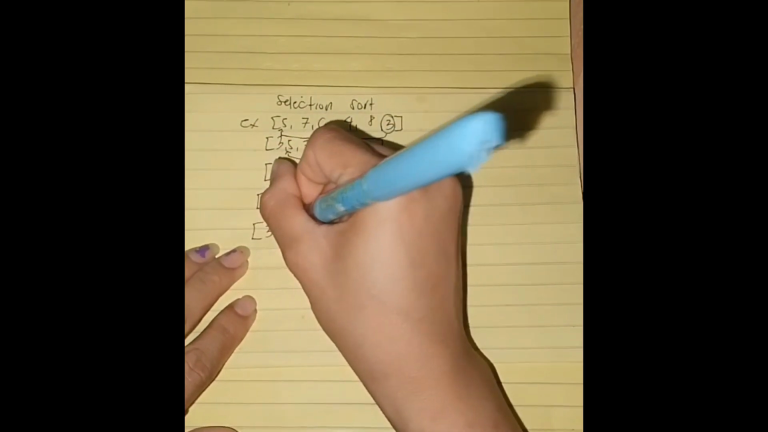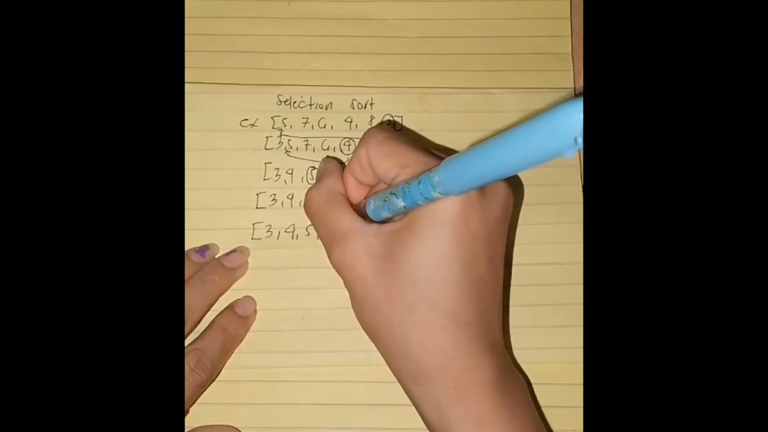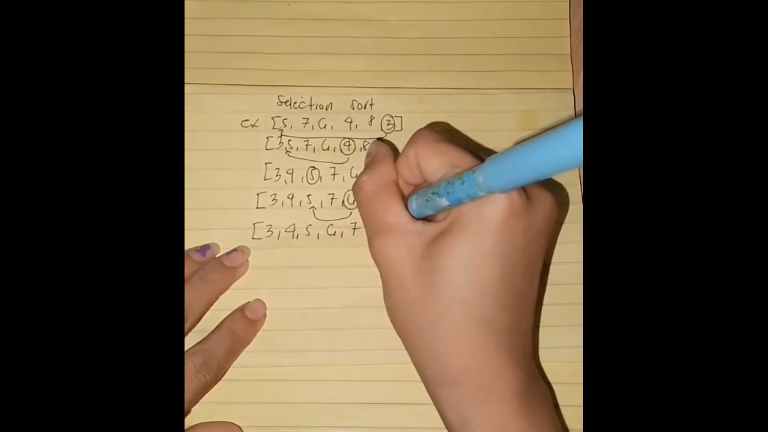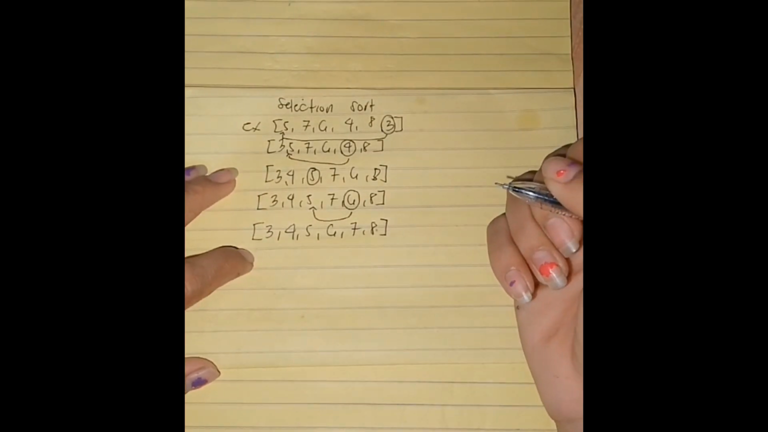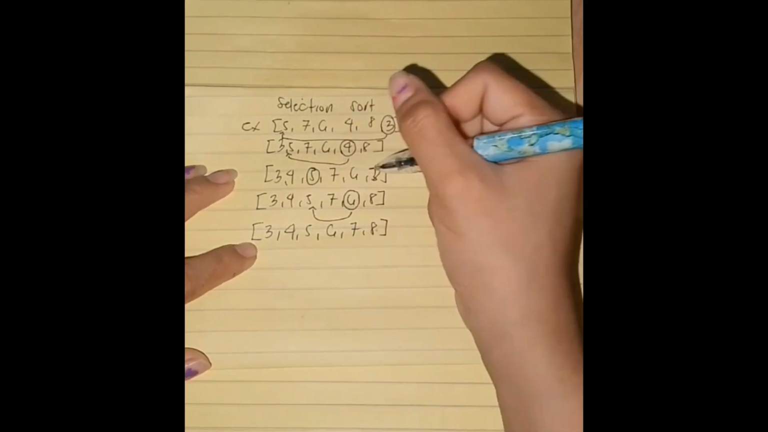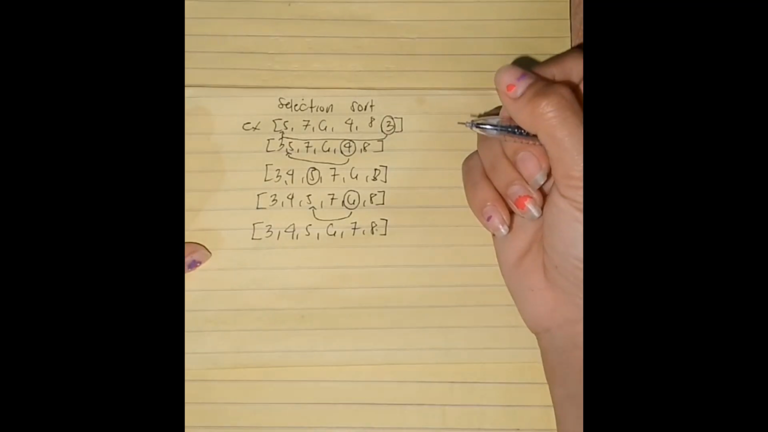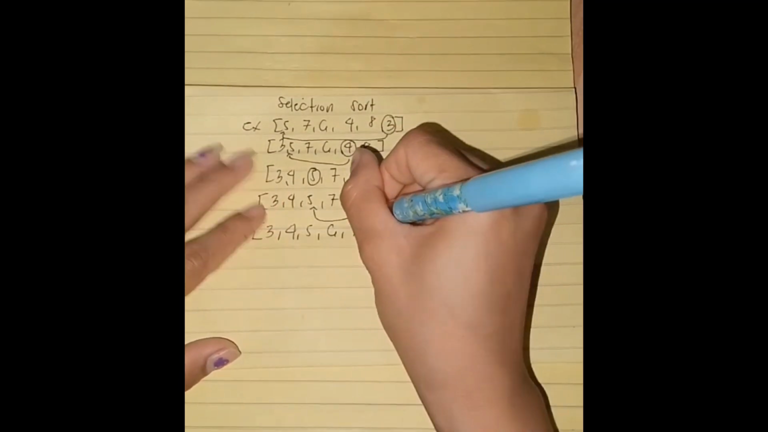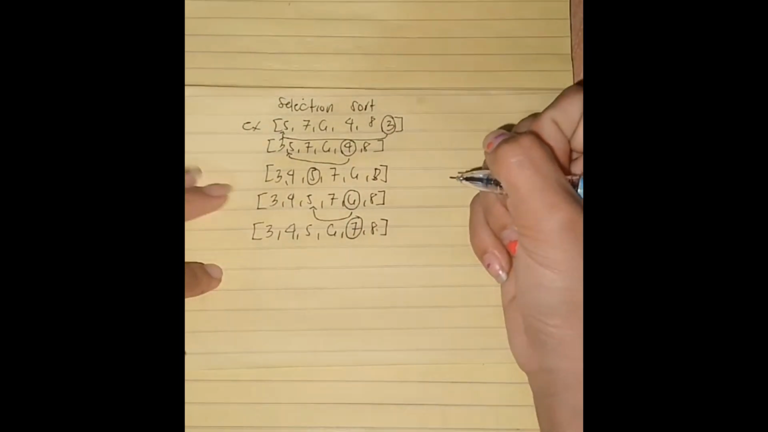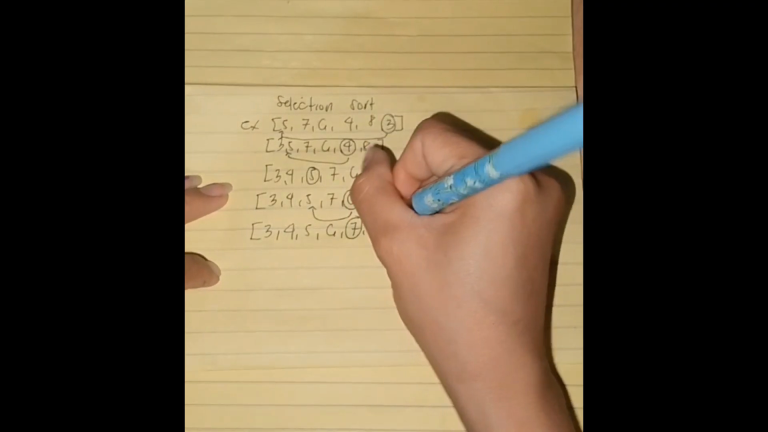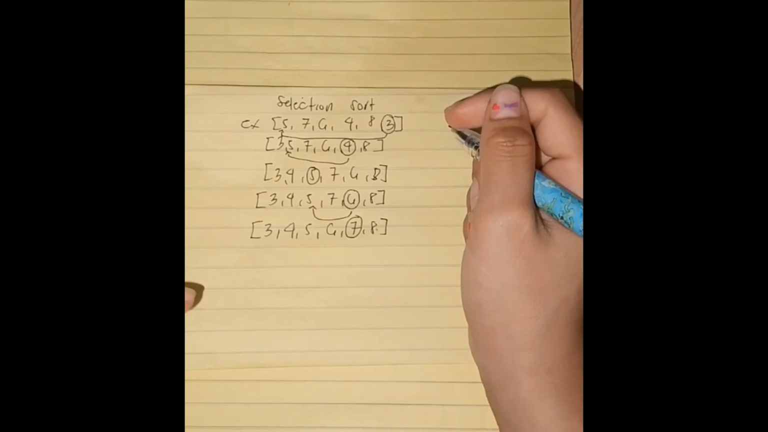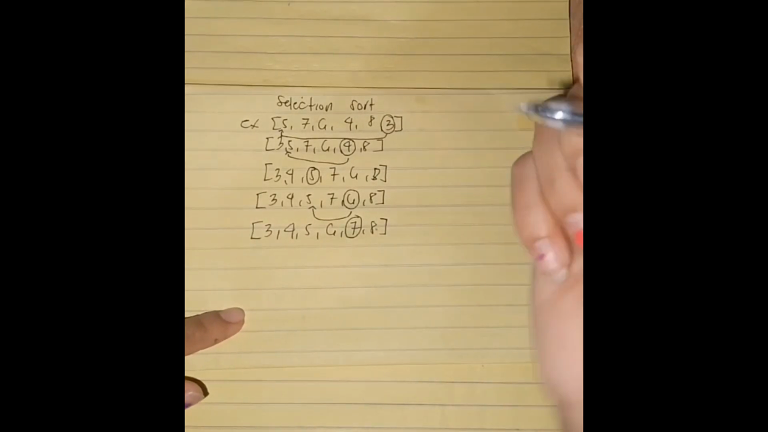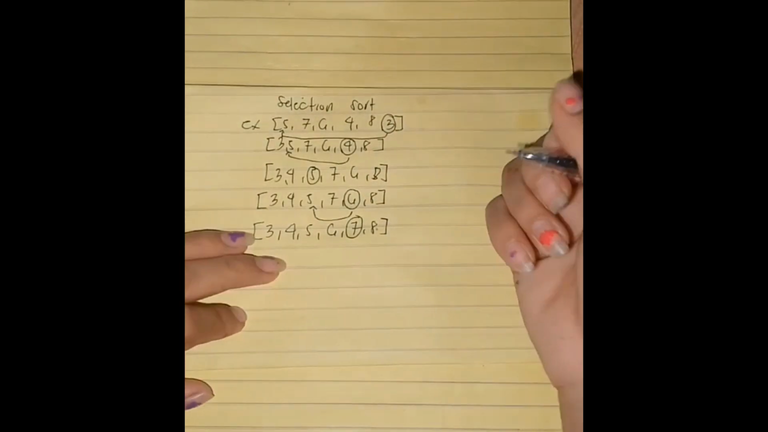And then, isulat natin ulit. We have 3, 4, 5, 6, 7, and 8. And then, hanapin naman natin yung smallest. Ang smallest na nakita natin, we have 7. Bilugan natin ito. And then, hindi na natin gagalawin yan kasi nasa correct position na siya. And, I think, nasa correct position na ang lahat. Yan ang example ng selection sort.